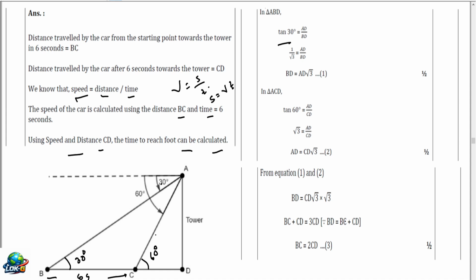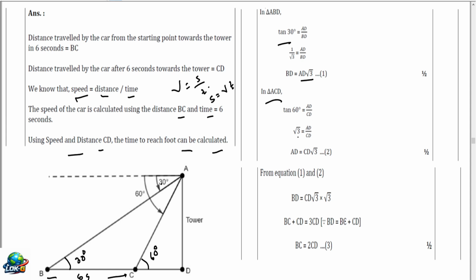And in this triangle ABD, tan 30 is equal to AD upon BD. AD is opposite, BD is here. Tan 30 is 1 by root 3, AD upon BD, right? And this BD becomes equal to AD root 3. BD becomes equal to AD root 3. Similarly, in triangle ACD, let us take tan 60, which is opposite AD upon CD.